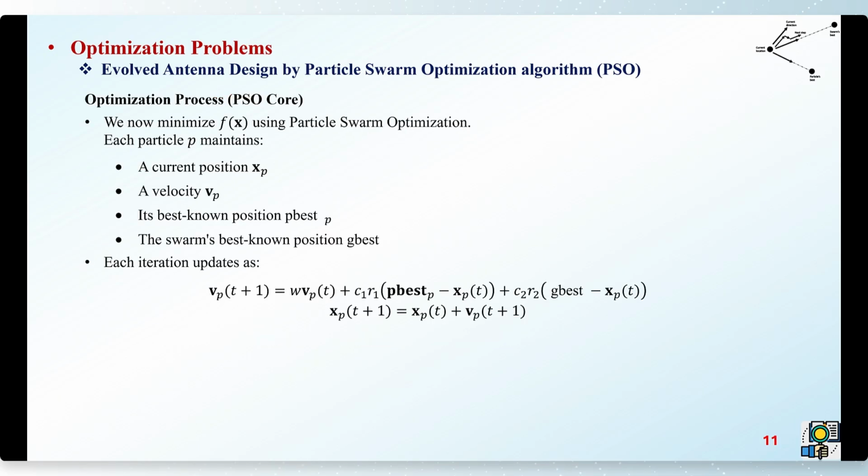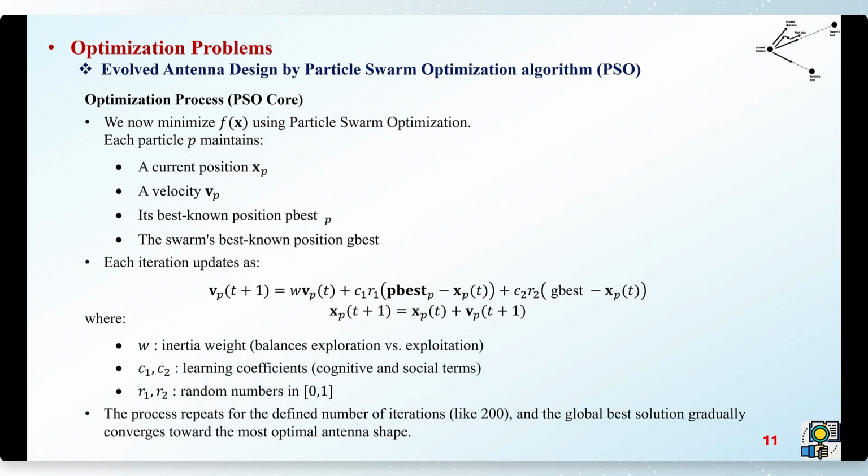We now minimize the f(x) function using PSO. Each particle p maintains a current position x_p, a velocity v_p, its best known position p_best, and the swarm's best known position g_best, which each iteration updates as the following equation, where W is the inertia weight balancing exploration versus exploitation, C1 and C2 are learning coefficients, which are the cognitive and social terms, and R1 and R2 are random numbers in a range of 0 and 1. The process repeats for the defined number of iterations, like 200, and the global best solution gradually converges toward the most optimal antenna shape.